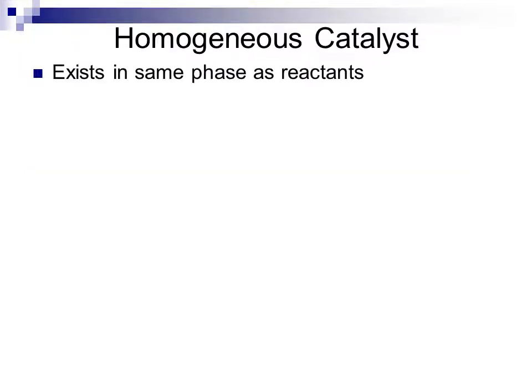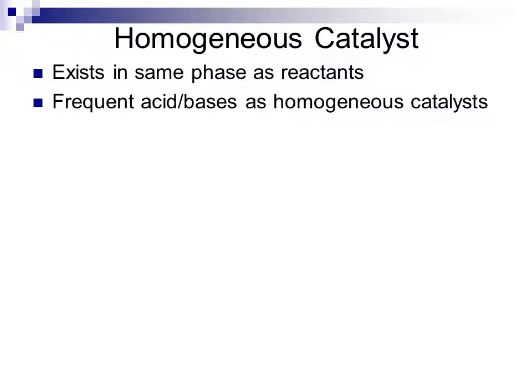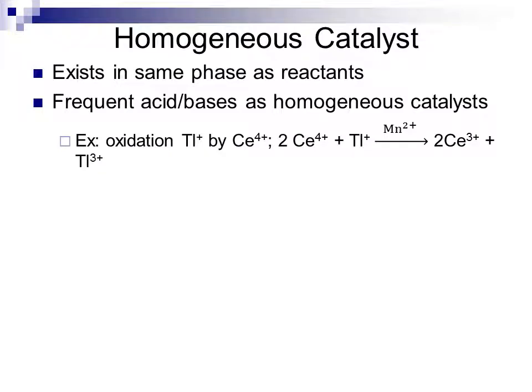Now, homogeneous catalysis exists in the same phase as the reactants. Frequently, things like acids and bases are used as homogeneous catalysts, but we can also use oxidizing agents as well, for instance. If we look at an example of a homogeneous catalysis, the oxidation of tellurium by cerium, going from 1+ tellurium to 3+ tellurium, and cerium from 4+ to 3+.